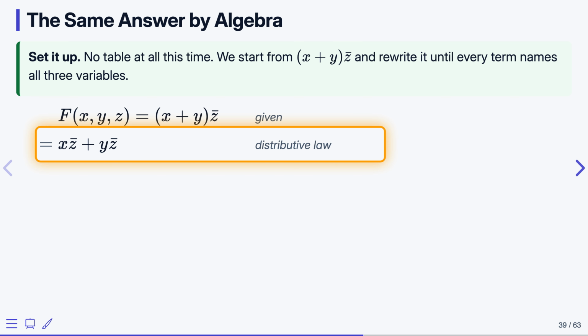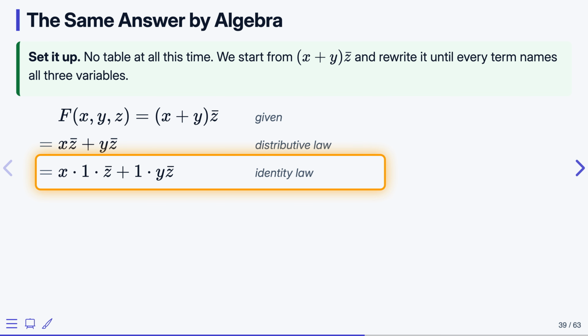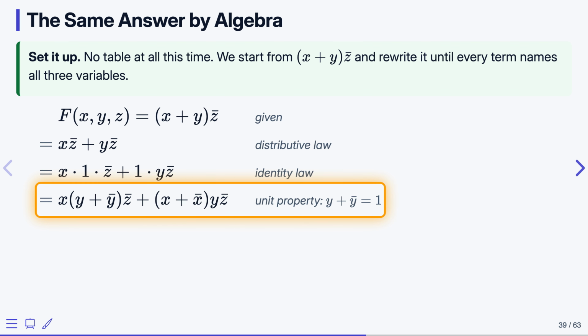Each term is missing 1 variable. Step 2. The identity law. Slip a 1 into each term. We may, because multiplying by 1 changes nothing. Step 3. The unit property, and this is the clever move. Replace each 1 by a variable plus its complement, because that also equals 1. In the first term we use y plus bar y, in the second term we use x plus bar x. Now every term can name all 3 variables.